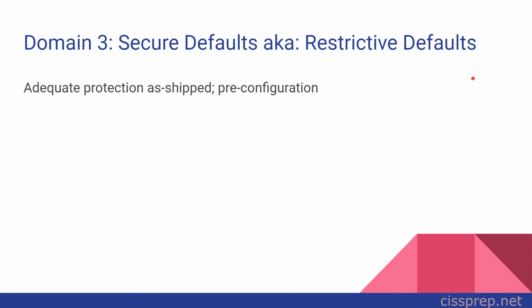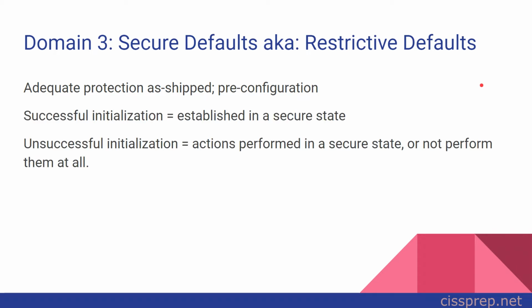So secure defaults from a manufacturer's point of view means that our products are securely configured as shipped, meaning you don't have to apply a lot of configurations out of the box. The product or software is capable of preventing breaches from the get-go. It also means that it should initialize or start up in a secured state. It also means that during any unsuccessful initialization, it should still perform actions in a secure state or not perform actions at all.